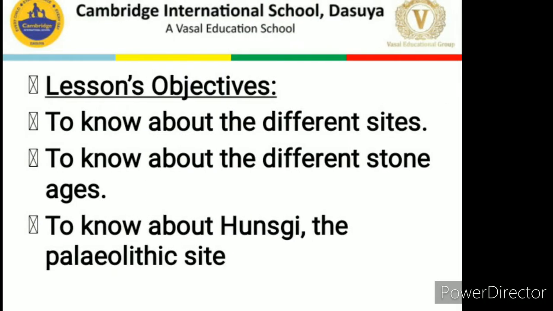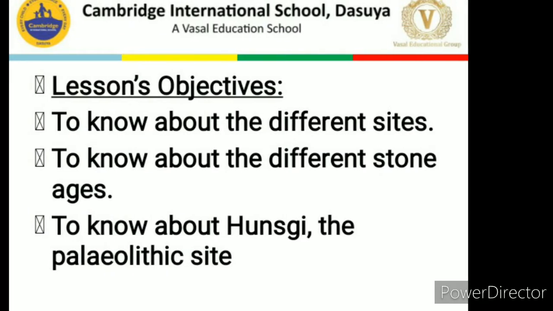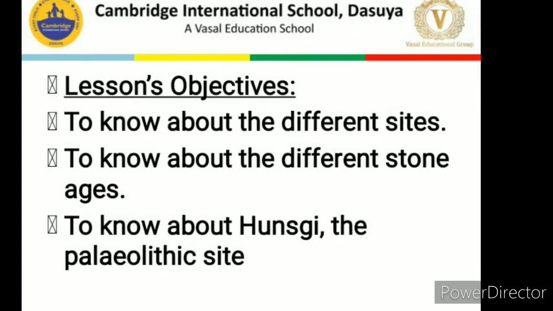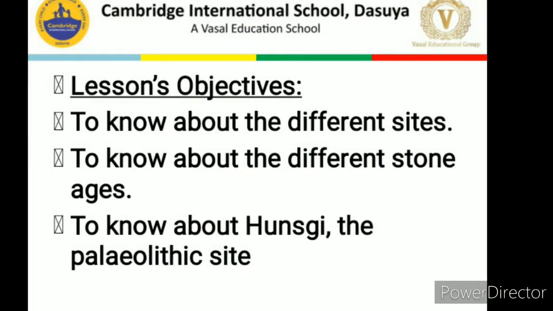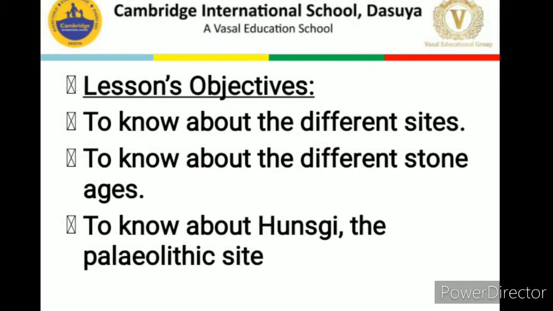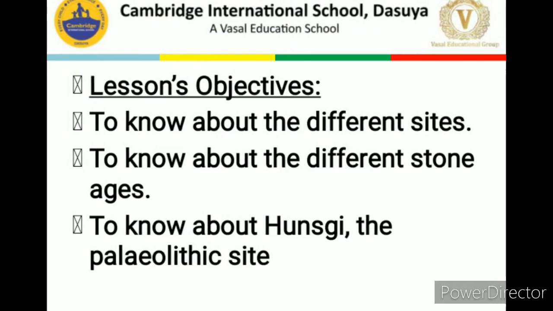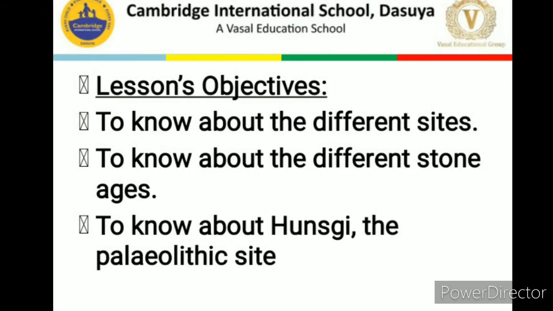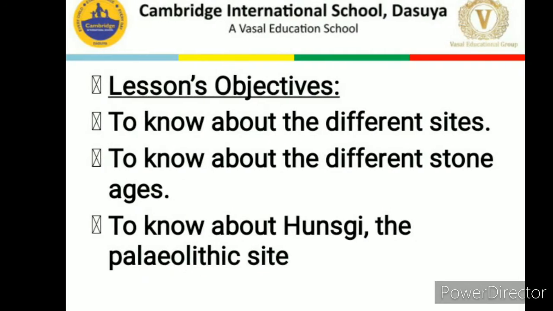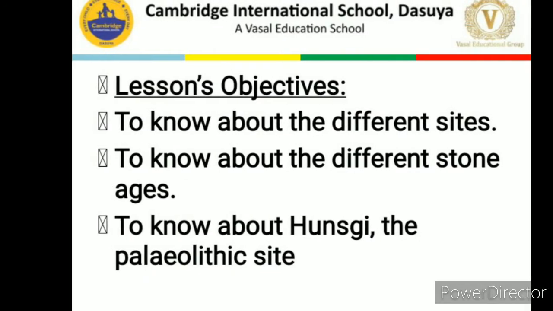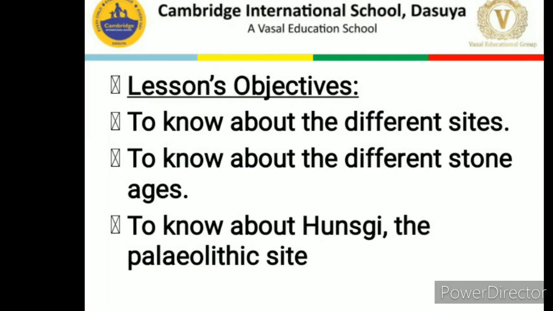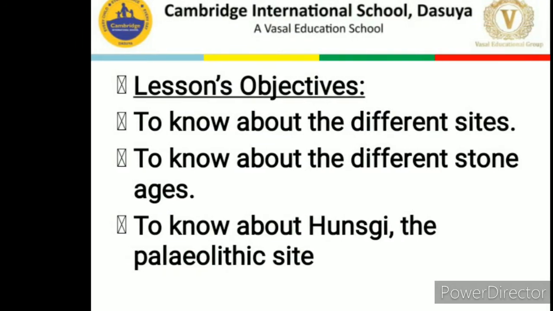Now, dear children, today we are going to discuss the different sites as well as the different stone ages. But first of all, let's discuss the lesson's objectives. Today's lesson's objectives: number one, to know about the different sites. Number two, to know about the different stone ages. Number three, to know about Hunsgi, the Paleolithic site.